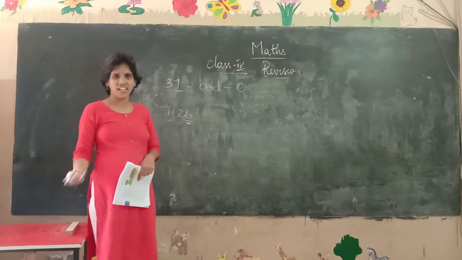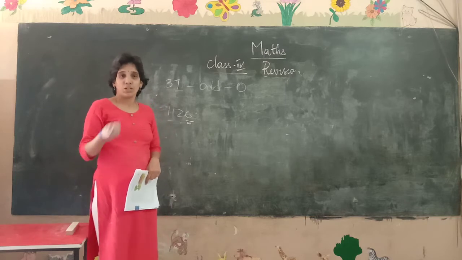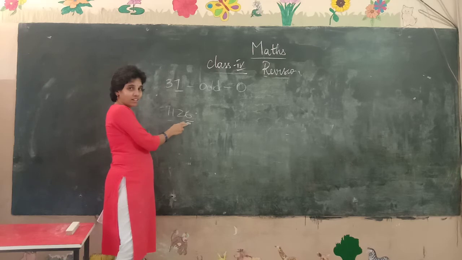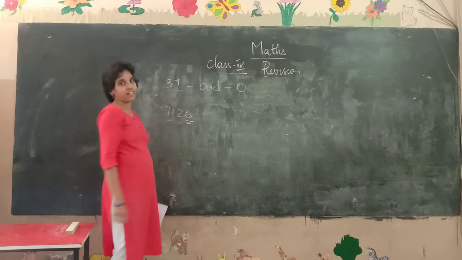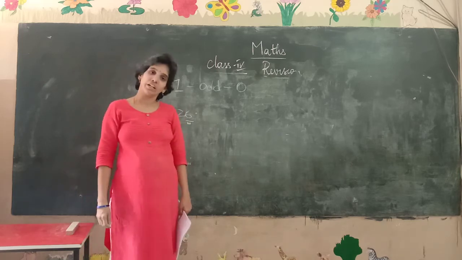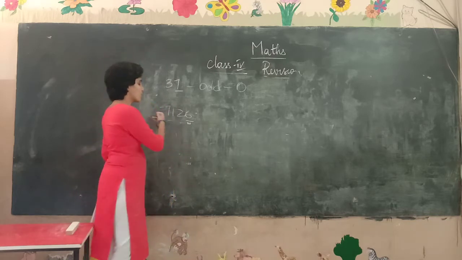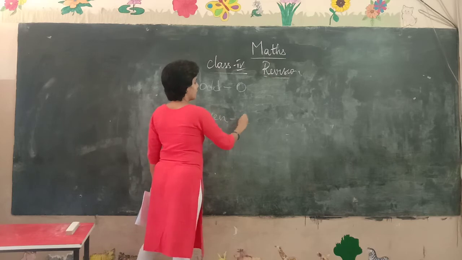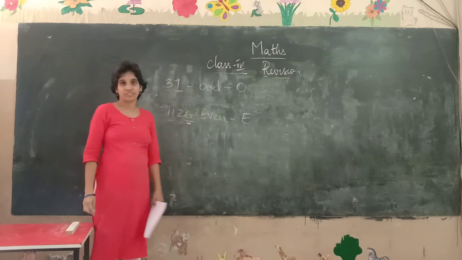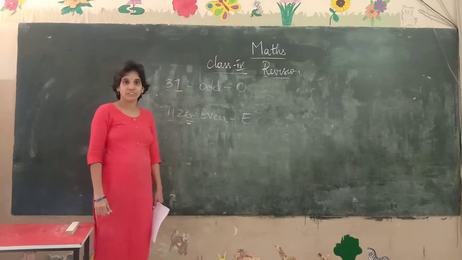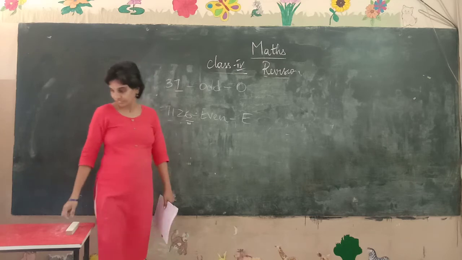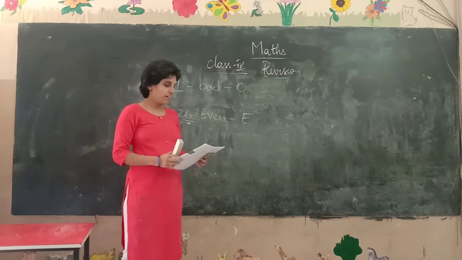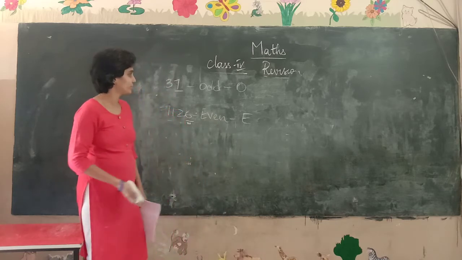For any number, we have to consider the number in the ones place. So in the ones place, what is there? Units place, 6 is there. Is 6 an odd number or an even number? Even number, yes. So the whole number will become an even number. So now we write E here. Okay, children? Now you write E for even number. Okay. Now we go for additions children.